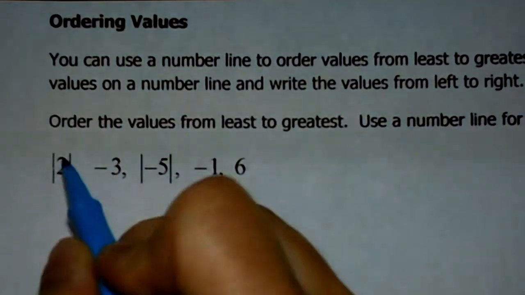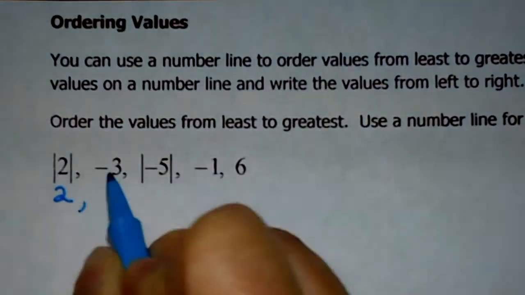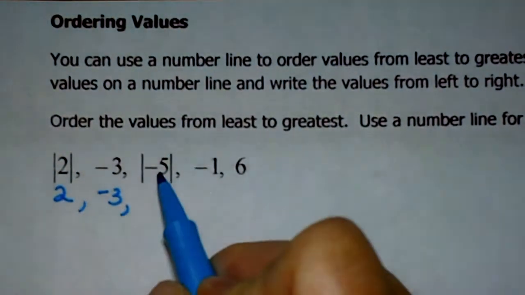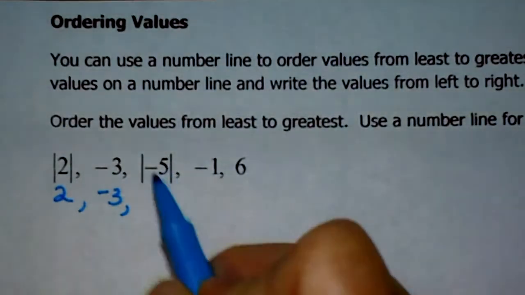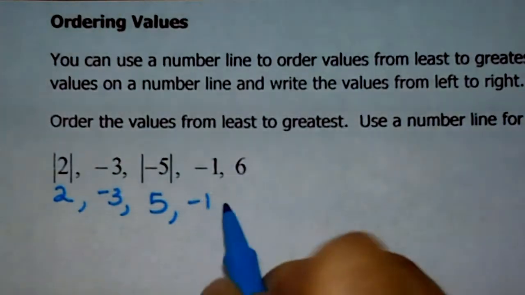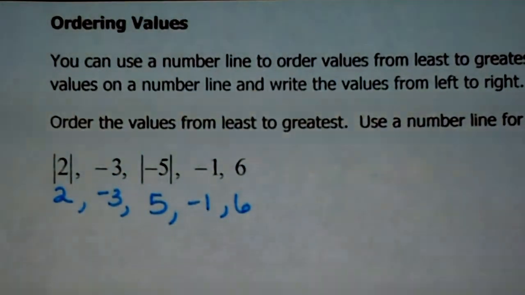So the absolute value of 2 is 2. This -3 is going to stay the same. It doesn't have brackets around it. Then we have the absolute value of -5. Well, -5 is 5 away. -1 has no brackets, and 6 has no brackets. So these are the actual values that I'm dealing with, right?